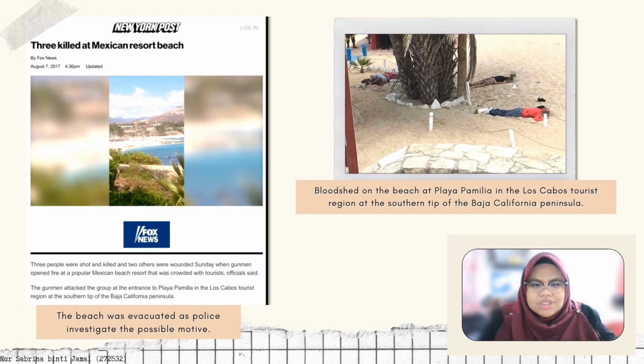Another example is in 2017, where 3 tourists were killed while visiting a beach in Baja California, shot by gunmen with automatic weapons. Perhaps no city has been hit harder by violence than Acapulco. Bloodshed on the beach, a terrifying moment as gunmen used machine guns to kill 3 men in the middle of a Mexican beach popular with families.